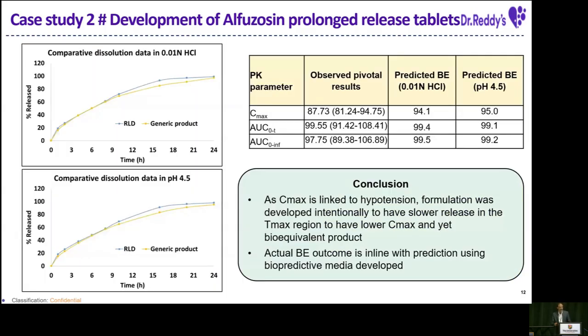So this is the graphical representation of the dissolution data in 0.01 normal HCl and pH 4.5. Around the Tmax region, intentionally for the generic product, we have reduced the dissolution slightly with an objective of getting a slightly reduced Cmax, but attaining the bioequivalence. And with the data coming from this biopredictive dissolution, when we model this behavior, we are sure that we are going to achieve the bioequivalence. And then the actual pivotal results also have indicated the same. So this is how we have used biopredictive dissolution in this case to attain a drug product with a slightly reduced Cmax, but yet bioequivalent, to get away with the adverse events.